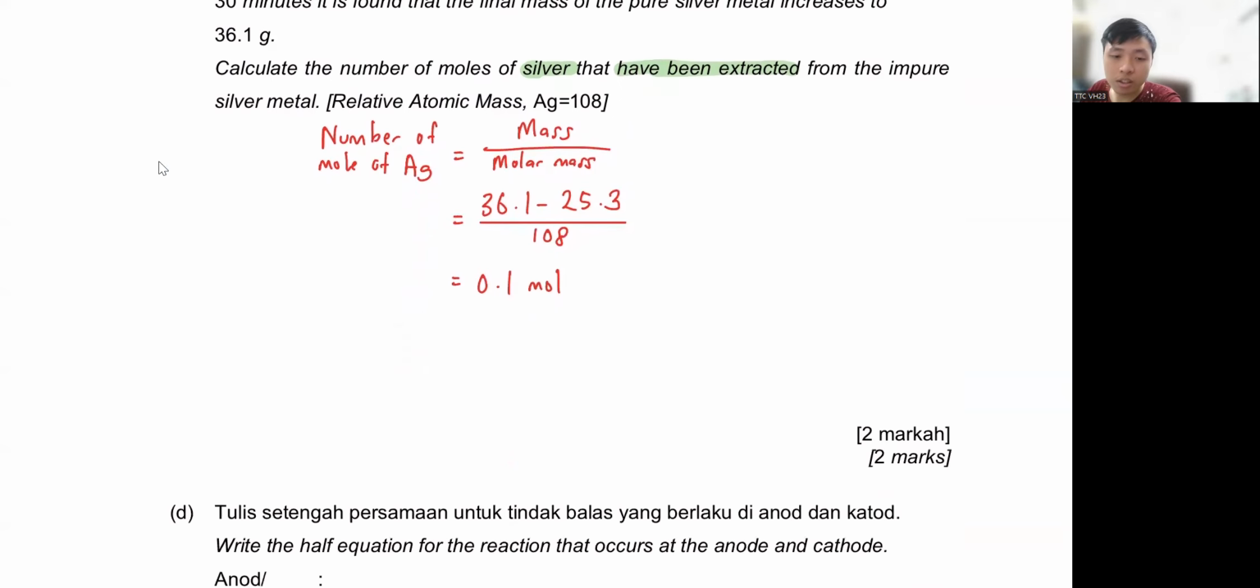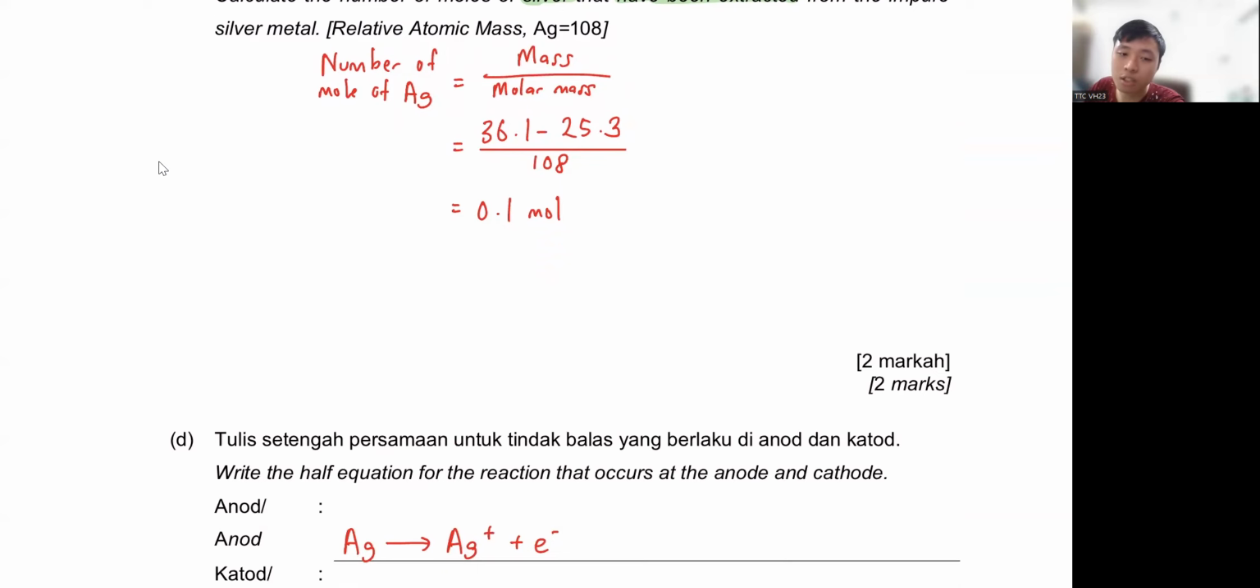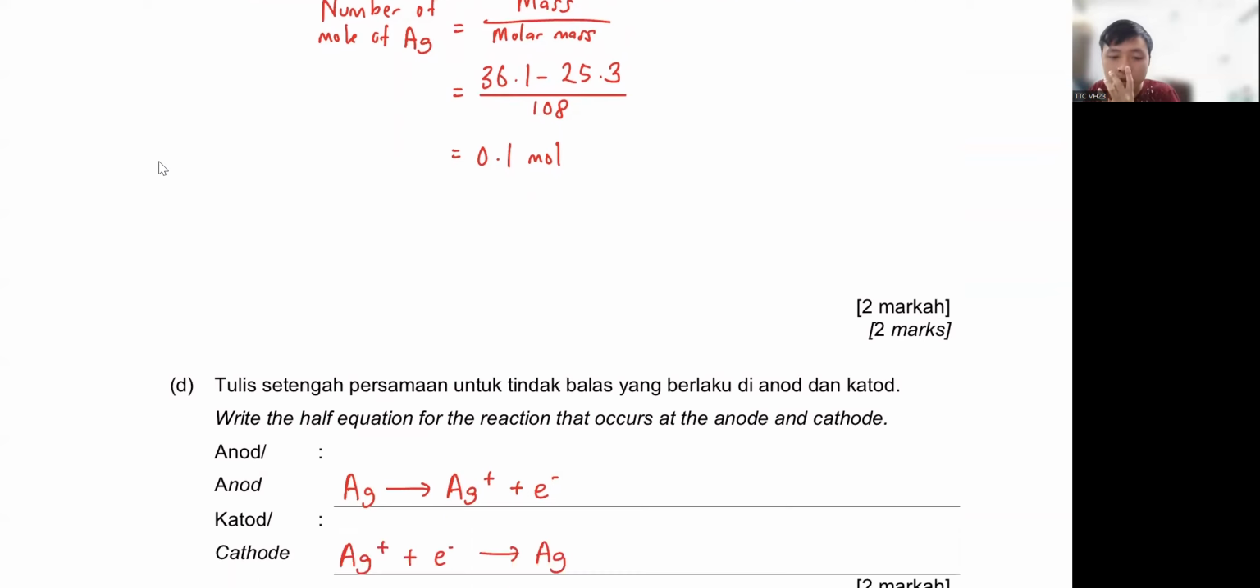See, just write the equation. Anode, what happens? Anode always undergoes oxidation, so they donate electrons. Ag donates an electron and becomes Ag+. Cathode is the opposite. Cathode will receive from the anode. So Ag+ plus e- becomes Ag.